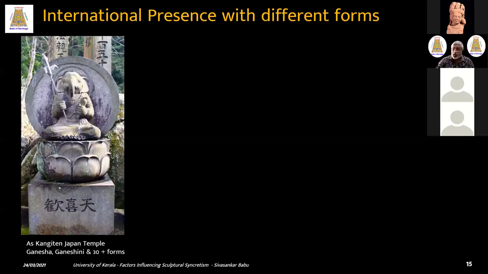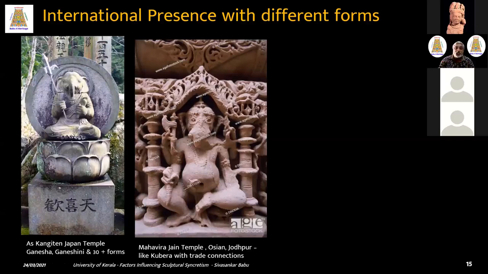Mahavira's Jainism also has a Ganesha concept, and this is taken from the Osian temple near Jodhpur. His role is more like Kubera, where he takes care of wealth and other things. And with the trade connections, I think Ganesha was also absorbed into Jainism, where a lot of trading activities happen.